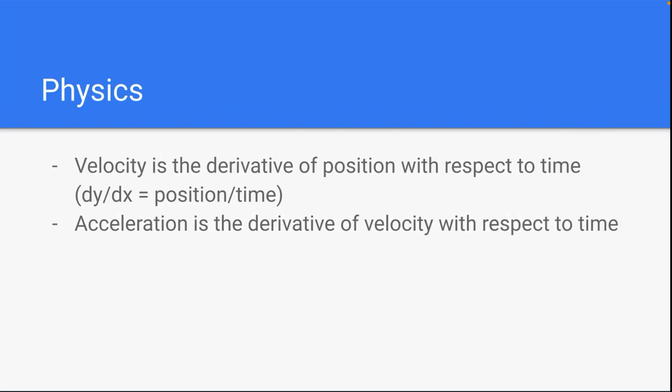When will I use this in life? Probably not much. Physics. Velocity is the derivative of position with respect to time, so dy by dx equals position over time. And acceleration is the derivative of velocity with respect to time.